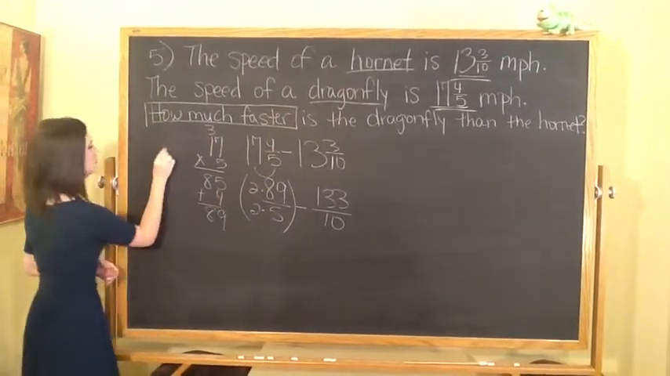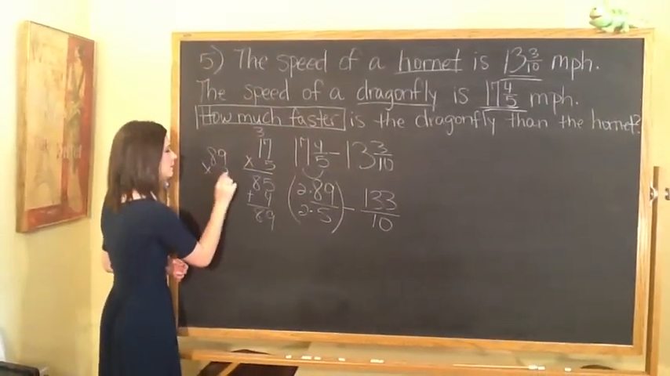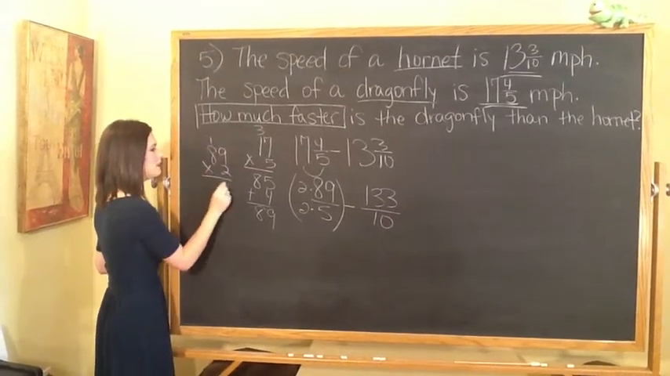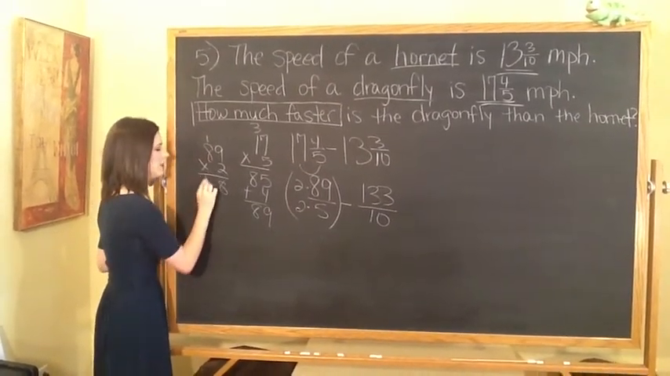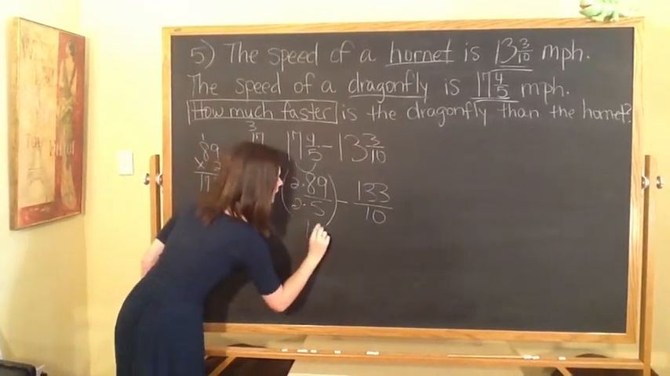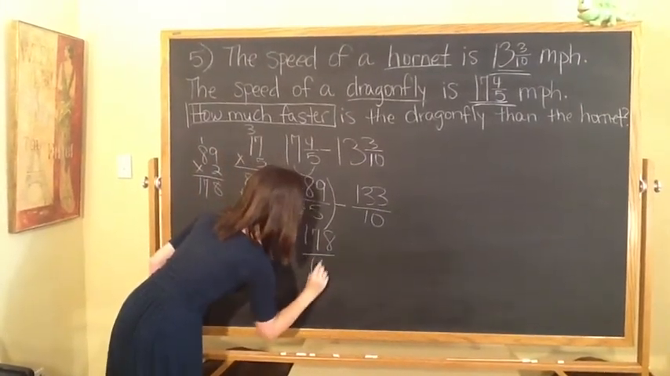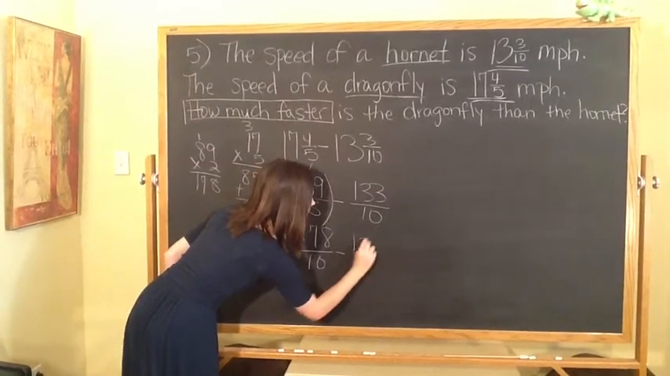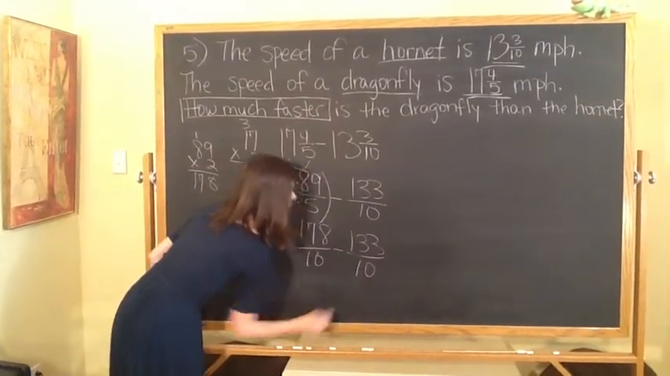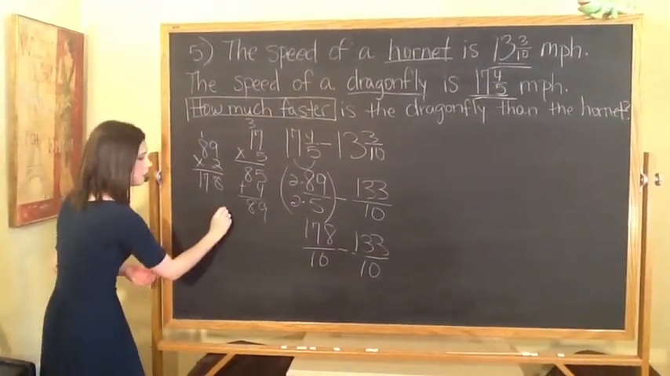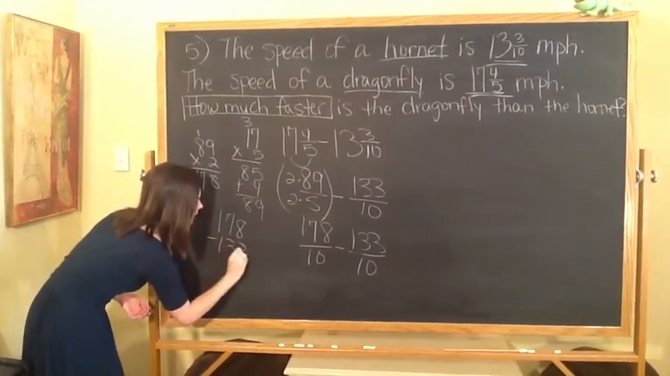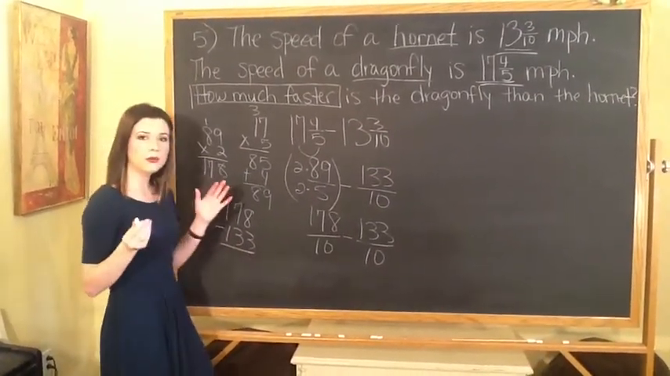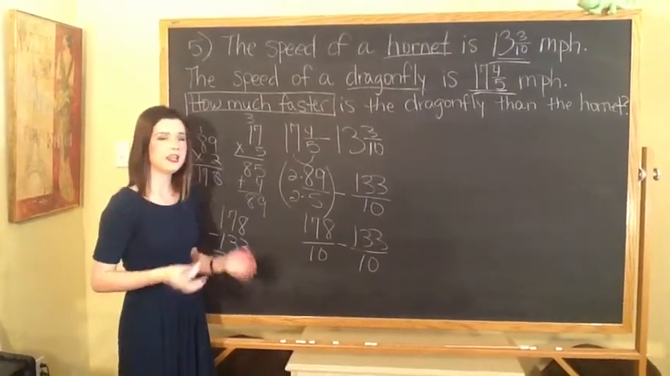I'm going to do the math over here. 89 times 2. 2 times 9 gives you 18. 2 times 8 gives you 16, plus 1 gives you 17. So we have 178 over 10 minus 133 over 10. Now let's go ahead and do our math. So I'm going to do it over here. 178 minus 133.